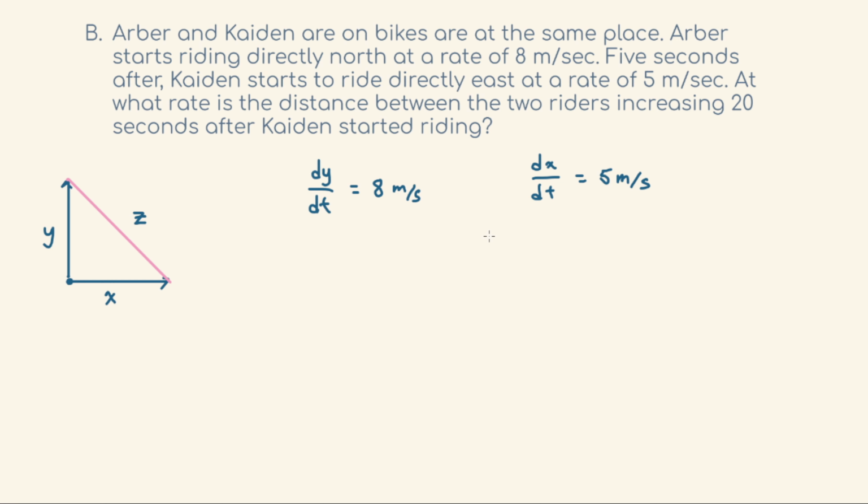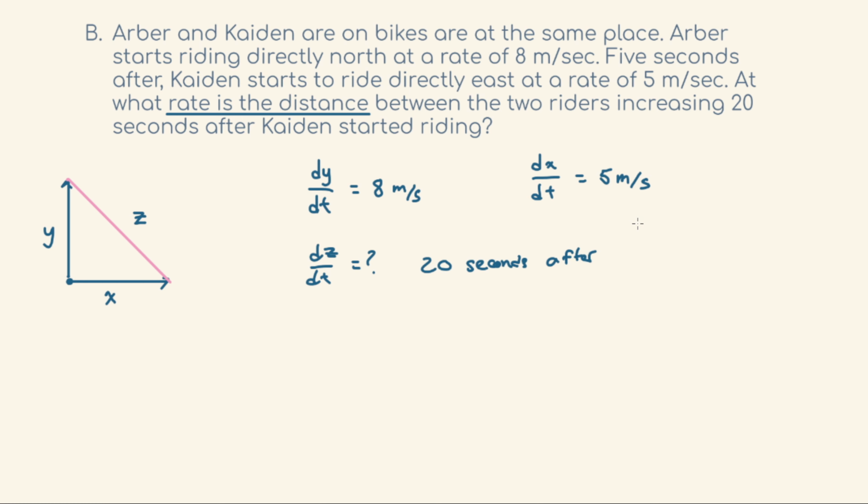Okay? Now, if we think about this, what formula ties these three things together, these three variables that we've been given information about or are asking about? We've been given some information about y and x, and we're asking about z, how fast z is changing. Let me write that down. We're looking for the rate of change of this distance. So we're looking for dz over dt, equals what? 20 seconds after.